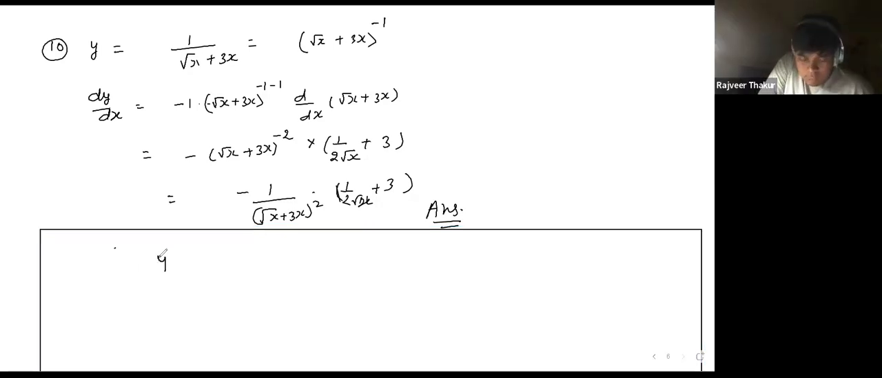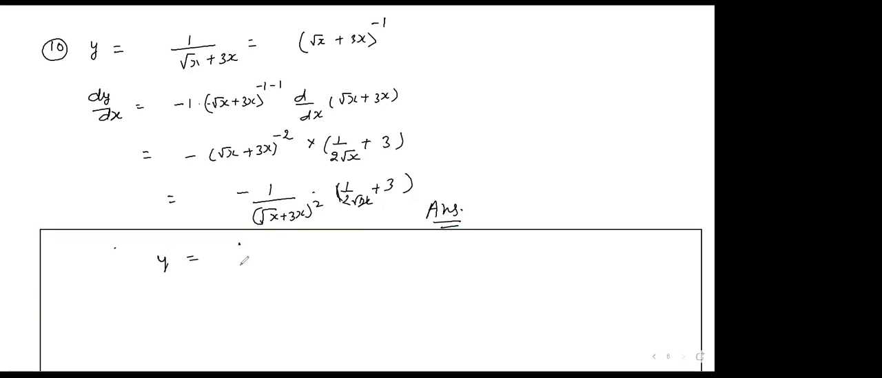So y equals 1 over root x plus 3x. Let us put t equals root x plus 3x. Differentiating with respect to x, dt over dx equals the derivative of root x, which is 1 over 2 root x, plus the derivative of 3x, which is 3.